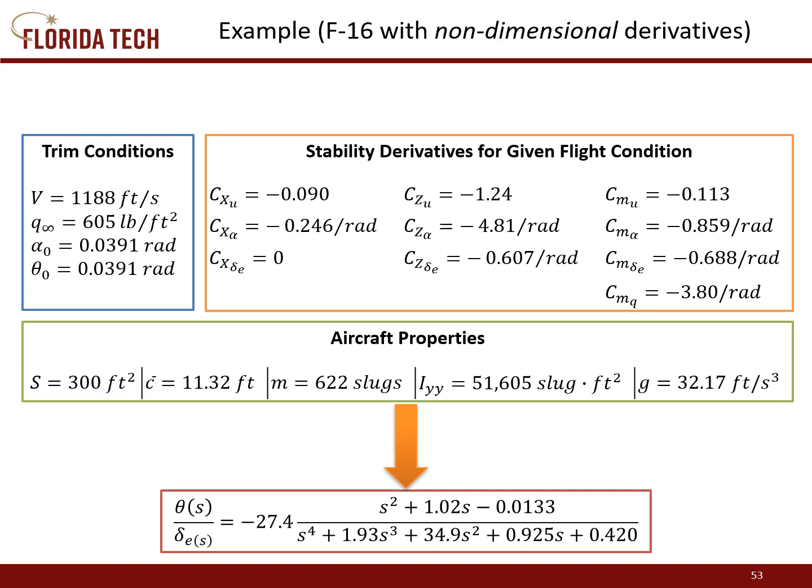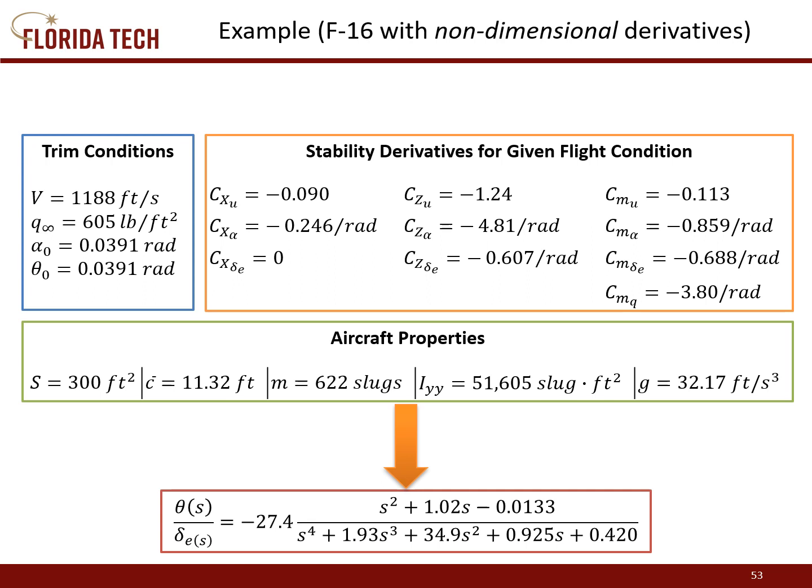So for this example of the F-16, it gives us our flight condition, our trim condition, so our speed, dynamic pressure, initial angle of attack, and pitch attitude. It gives us the stability and control derivatives for the F-16 at that given flight condition, so at a certain altitude and speed or Mach number. And then we also have the aircraft properties in terms of wing area, chord, wingspan, all that stuff, mass. That's always going to be provided as well.